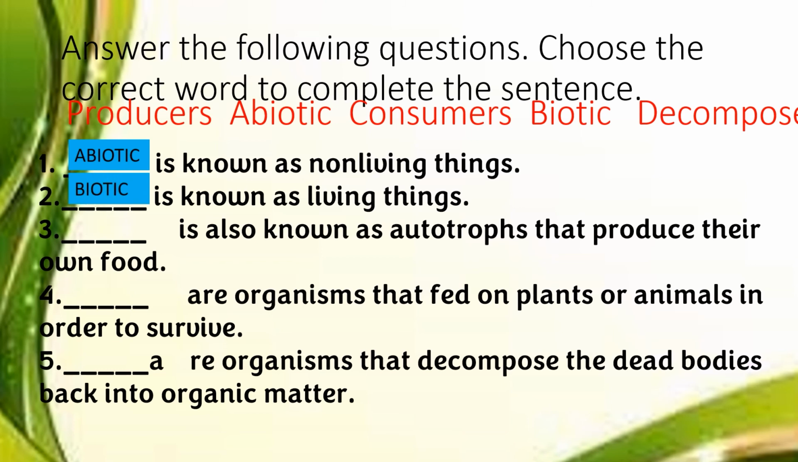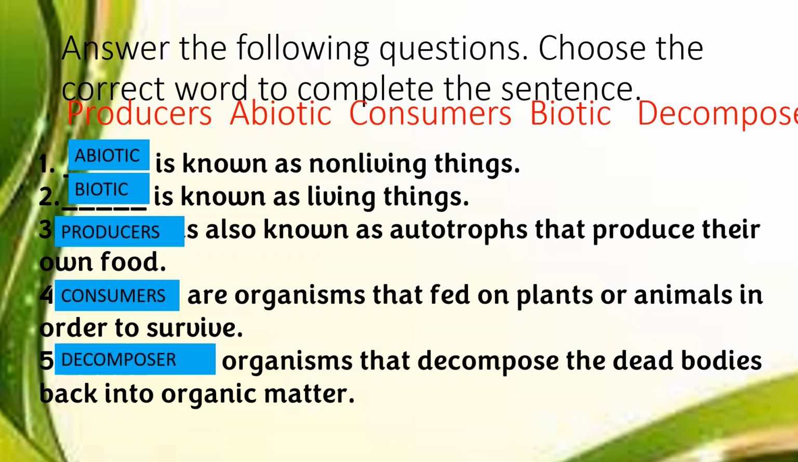Number 3. Blank is also known as autotrophs that produce their own food. That is producers. Number 4. Blank are organisms that feed on plants or animals in order to survive. The answer is consumers. And the last one, blank are organisms that decompose the dead bodies back into organic matter. That is decomposer.